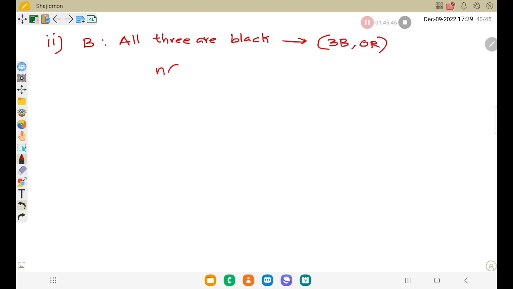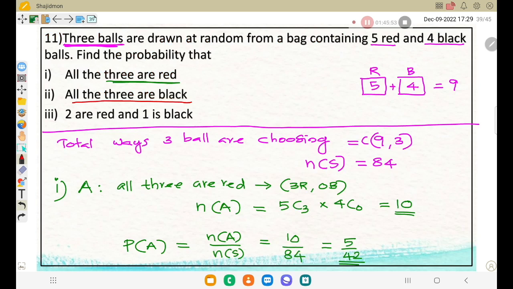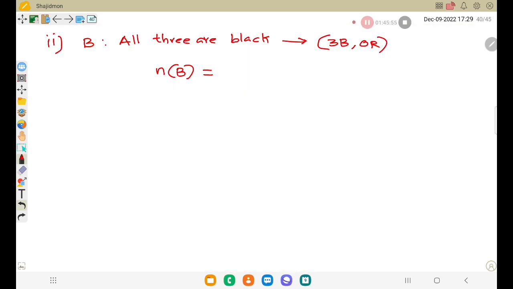So number of elements of B equals, how many black balls do we have in total? Actually 4. So from 4, how many are we selecting? 3. So 4C3, multiplied by, how many red do we have? 5. How many are selected? 0. So totally how many ways can we select like this? Equal to 4.